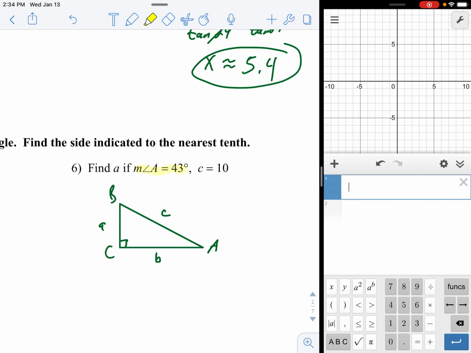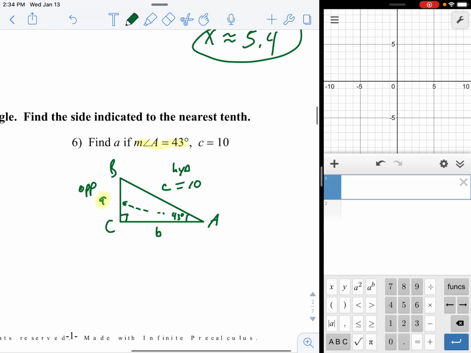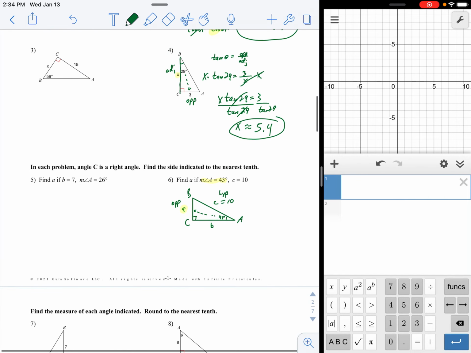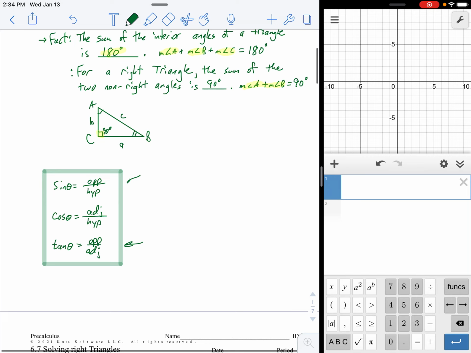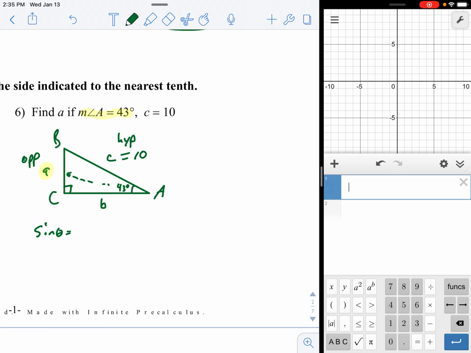So angle A is 43 degrees. That's going to be our theta. Side C is 10, and we're asked to find side A. In the context of this diagram, the variable we're searching for is the opposite, and what's given is the hypotenuse. And of course, 43 is theta. So we're looking for a formula with opposite and hypotenuse in it, and that is sine, opposite over hypotenuse. So the formula I need is sine of theta equals opposite over hypotenuse.